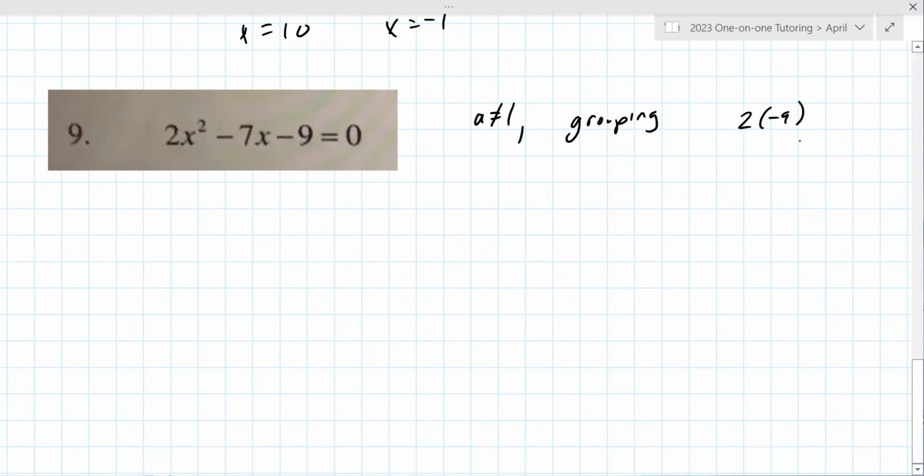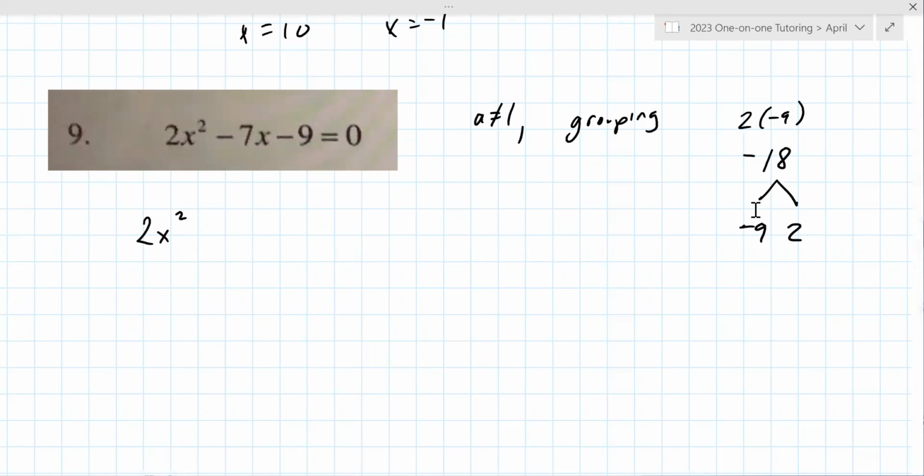So take 2 times -9, which is -18. And you're looking for the factors of -18 now that add to -7. So could you let me know which ones work for that, please? Sure. -9 and 2. Okay. And so the choice here is to pair, which one is going to pair with the 2x squared? Is it going to be -9x or is it 2x? 2x. Yes.